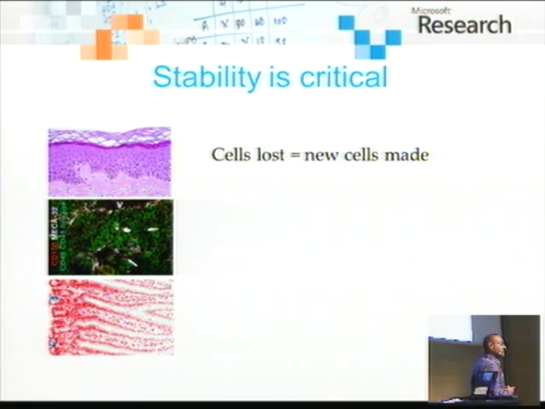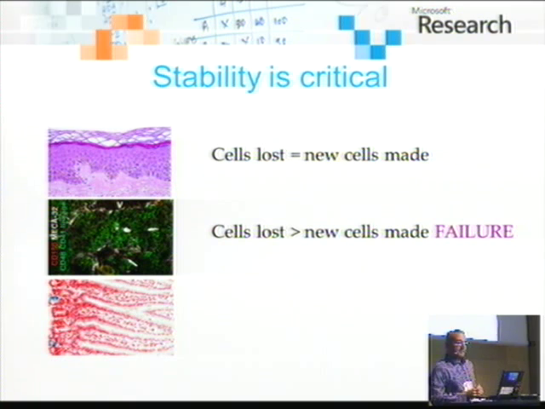Okay, because what we want skin to have, the ultimate property we want, is that the lower epidermis is dividing at the same rate as the topmost layer is shedding out. Okay, that's what we want, and that makes the whole thing stable. The whole organ is stable. So cells lost equals new cells made. That's good. And that's the kind of abstract property we're trying to prove.